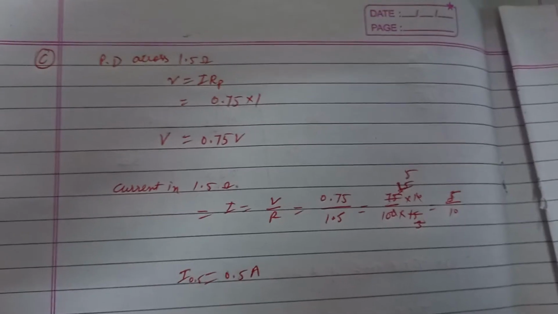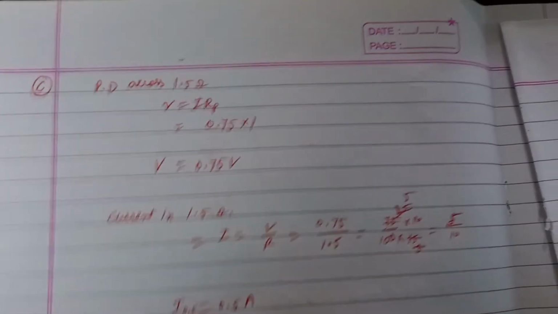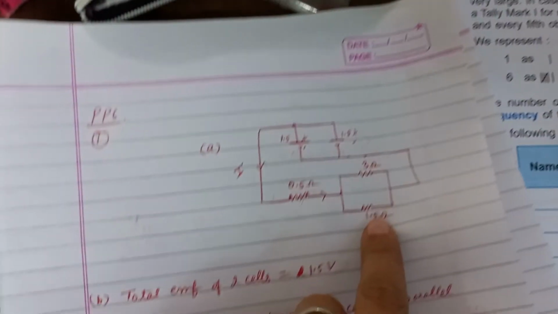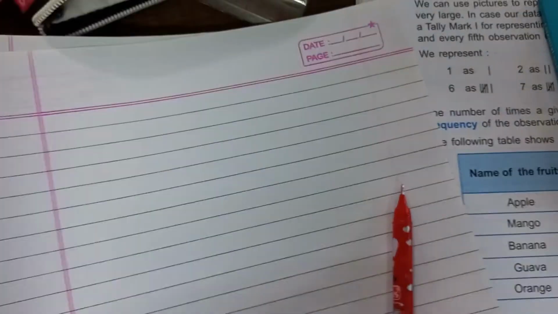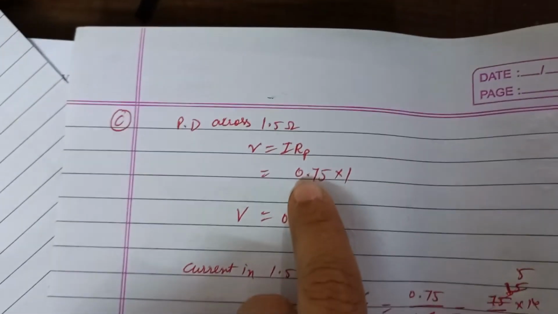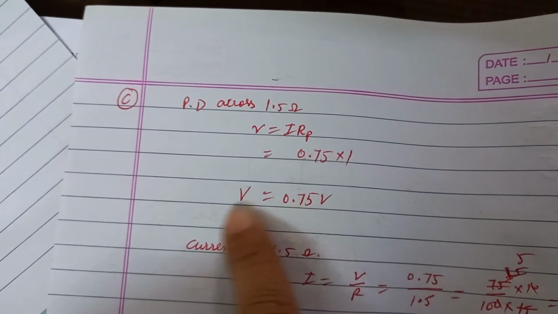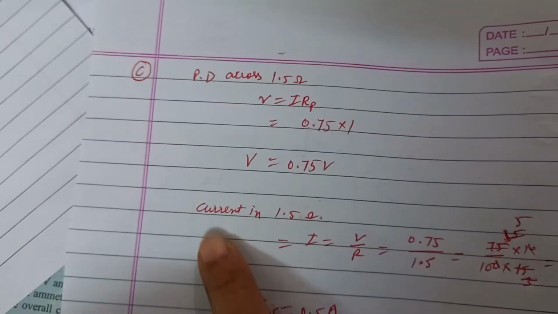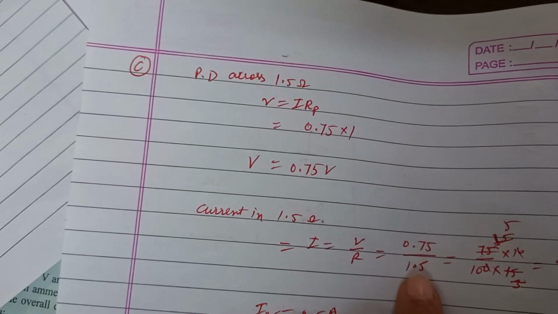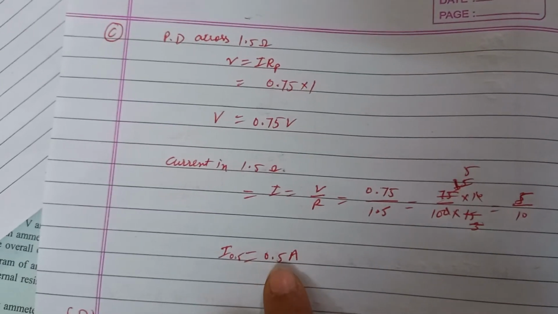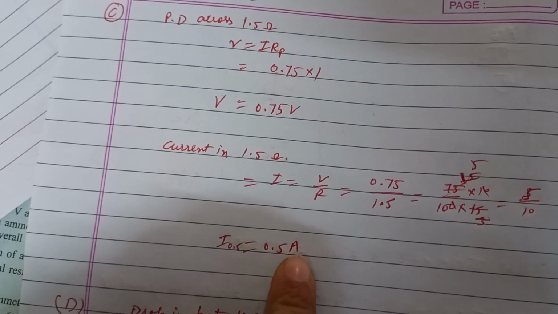So the C part is the potential across the 1.5 ohm resistance, that is in parallel with this. So across 1.5 ohm the potential drop is V is equal to IR. R is the parallel combination resistance, which is 1. So I is 0.75, so 0.75 volt is the potential across 1.5. So the current across 1.5 is I is equal to V upon R. Now V is 0.75 upon R is 1.5. So this becomes 0.5. So the current in the 1.5 ohm is 0.5 ampere.